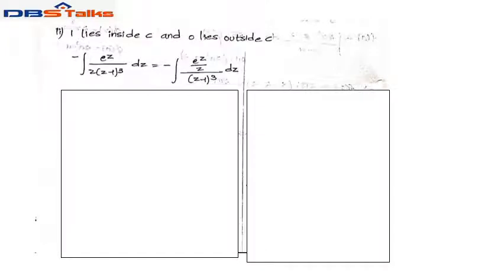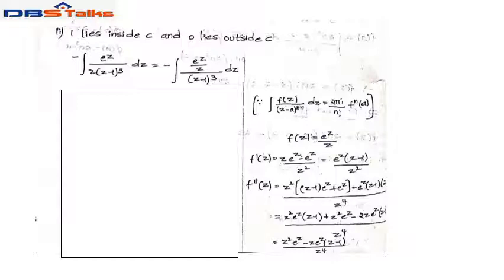Next, second one is 1 lies inside C and 0 lies outside C. So the problem is minus integral e power z by z into (z minus 1) whole cube dz, that equals minus integral, 0 lies outside C. Then we have to take z minus 0 as the numerator value, and 1 lies inside C, so z minus 1 we have to take in the denominator. So minus integral e power z by z, (z minus 1) whole cube dz.